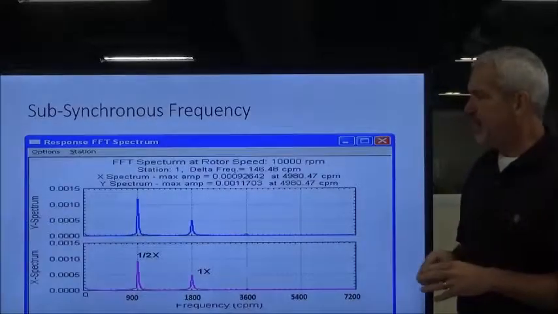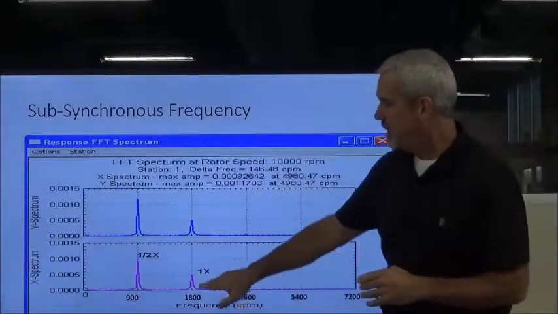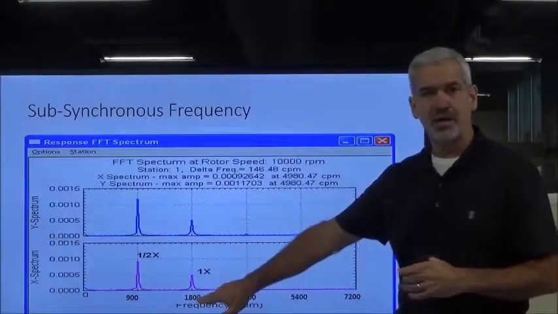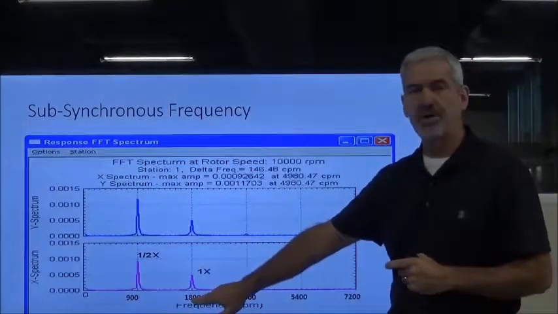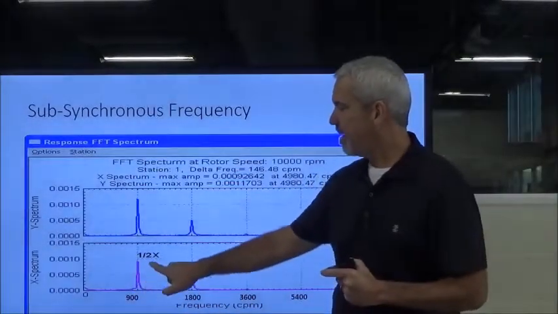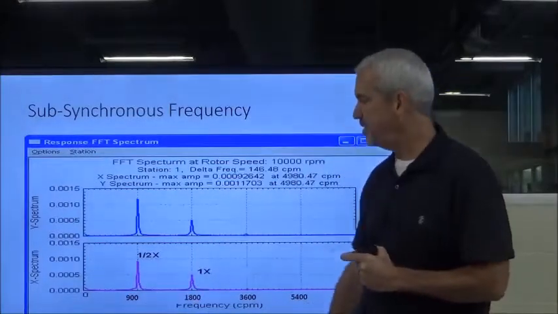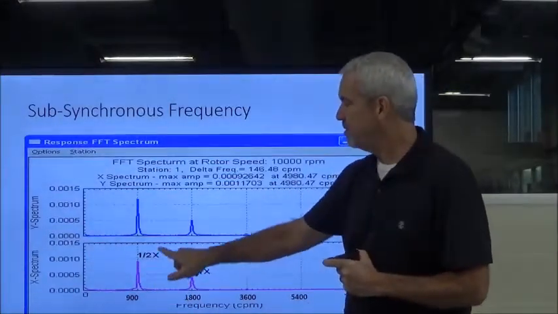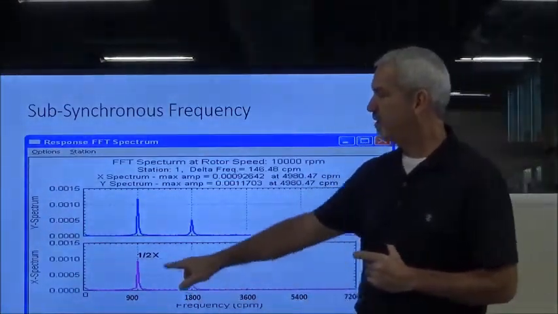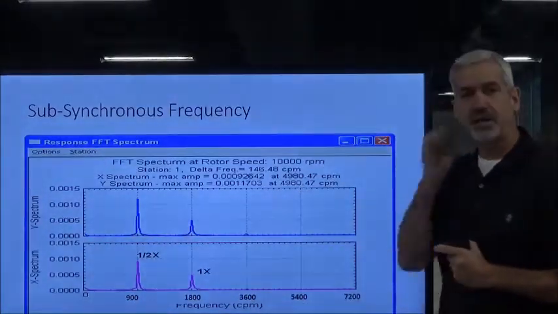And in our spectrum, once we download it, for example, here is our 1 times our motor RPM right here, 1800, and here is our half speed of our motor, which is 900 cycles per minute. And you'll notice that this peak right here is much higher than this one. So it gives us an idea that we've got a bigger problem right here at 900 cycles per minute.